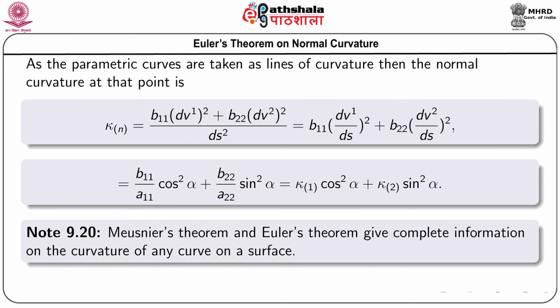So, note that Meusnier's theorem and this Euler's theorem give the complete information on the curvature of any curve on a surface. So, these are the two pillars of the surface geometry, and for any curve on a surface we get the complete information about that curve on that surface by these two theorems, Meusnier's theorem and Euler's theorem.